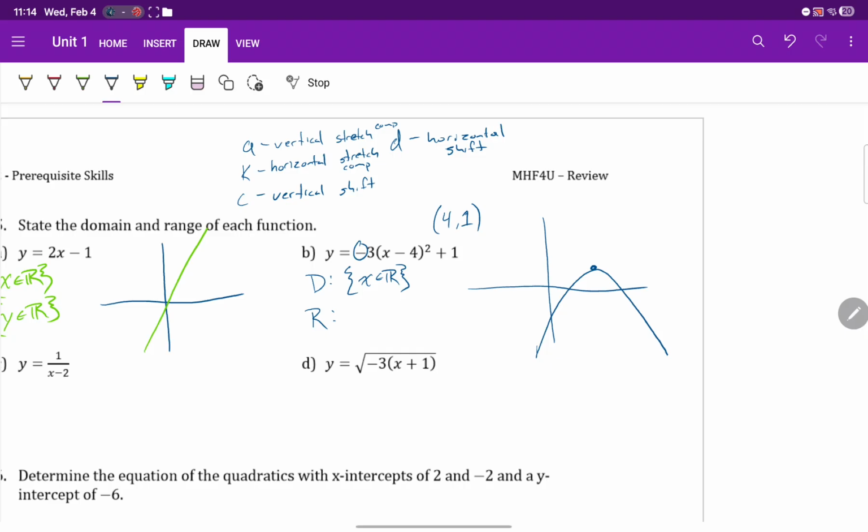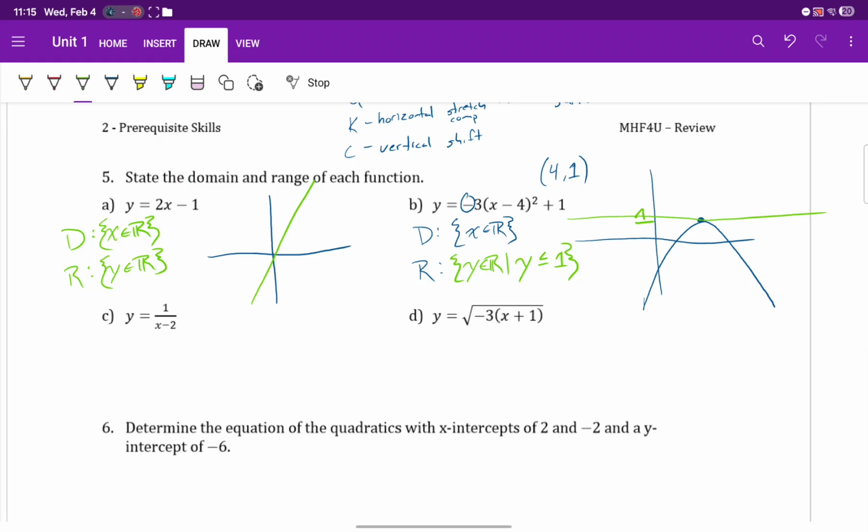The restriction on our range is that this graph does not go above this y value. What is this y value? This y value is 1. Since your graph does not go above that, we're going to say y is an element of all real numbers such that y is less than or equal to 1. That just means that our graph is below 1 forever, okay?